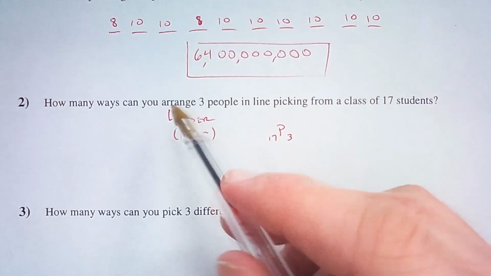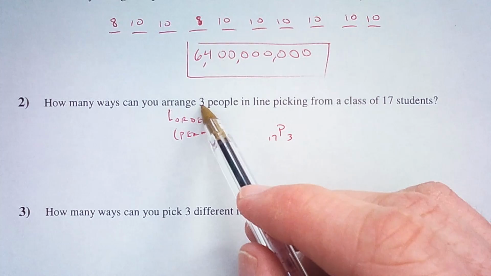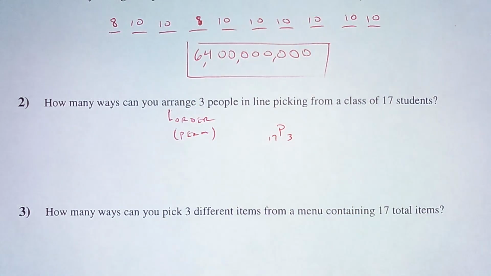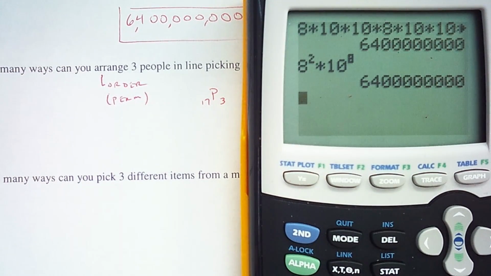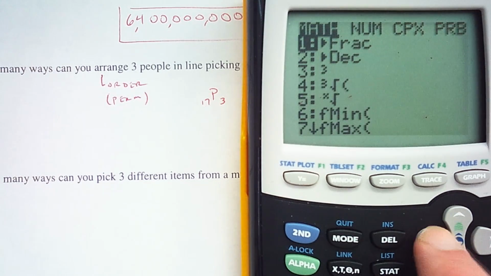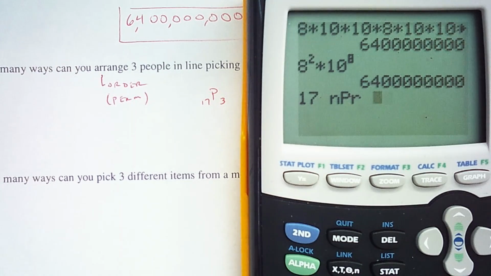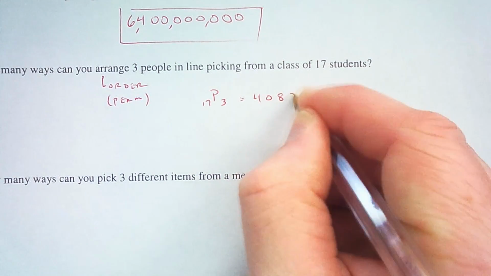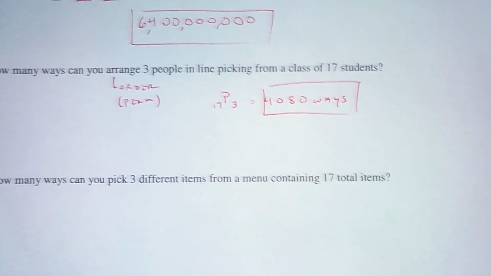And order matters because if you choose your 3 students and arrange them, and then keep the same 3 students and arrange them differently, that's a different arrangement, so order will matter. Okay, so we will use the math key. First we'll put in N, which is 17, then the math key, probability, option 2, and R is 3. So we've got N is 17, R is 3, and we get 4,080. So there are 4,080 ways to arrange 3 students out of 17.